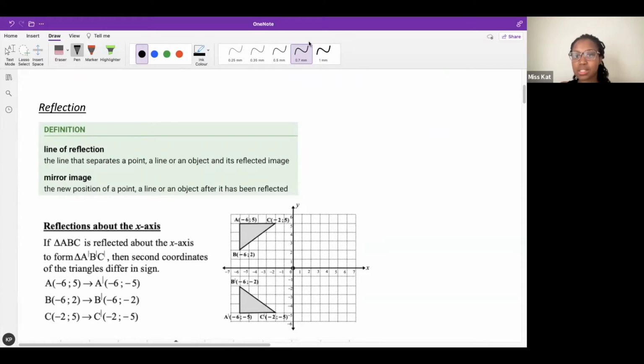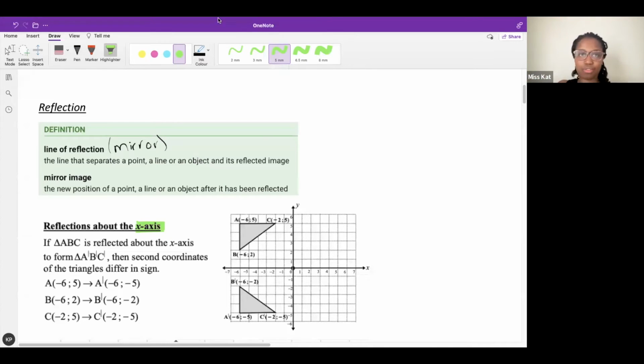Let me minimize the chat a little bit so that I can do some explaining. Remember I said the line of reflection will be sort of like your mirror. Now we're going to start with reflections about the x-axis. If I'm reflecting about the x-axis, that means my line of reflection, my mirror, is the x-axis. Which one is the x-axis, guys? Is it the horizontal one or the vertical one? Horizontal is that way. Vertical is that way. Which one is my x-axis?